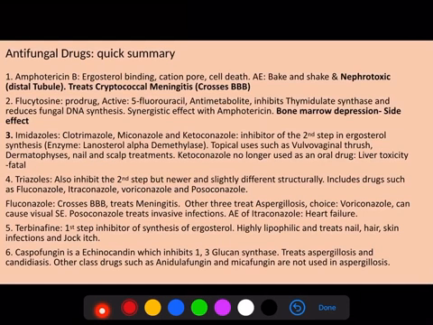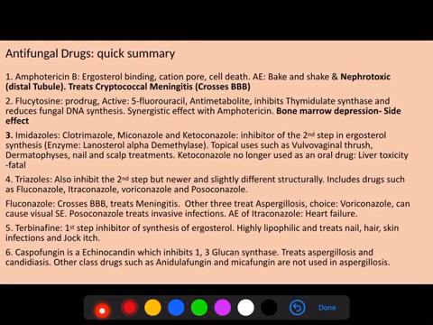Along with amphotericin B, you should always remember flucytosine. Flucytosine, a prodrug, is activated into 5-fluorouracil. It is an antimetabolite. It inhibits thymidylate synthase and reduces fungal DNA synthesis. It is synergistic with amphotericin. One of the side effects of flucytosine is bone marrow depression.